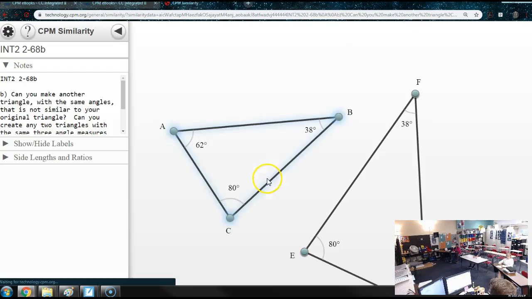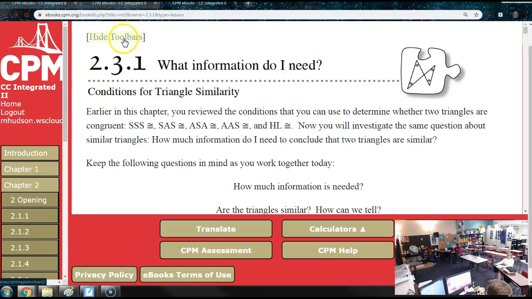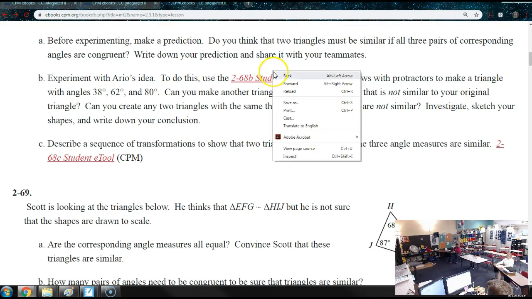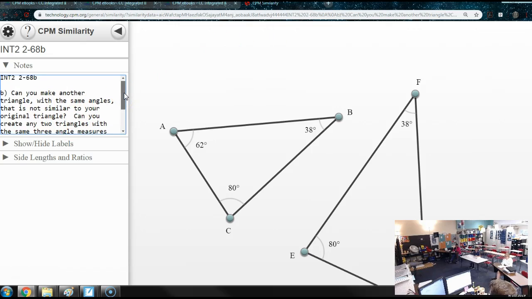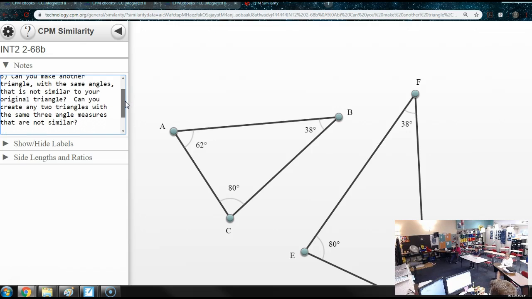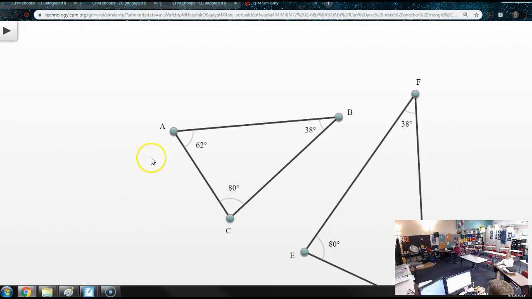So Ario builds this e-tool, and we can drag this around and do whatever we want. I hate that that resets back to there. All right, so if I open a new tab, so here's our question. Can we make another triangle with the same angles that is not similar to our original triangle? So if we use the same angles, right? So 38, 80, 62.